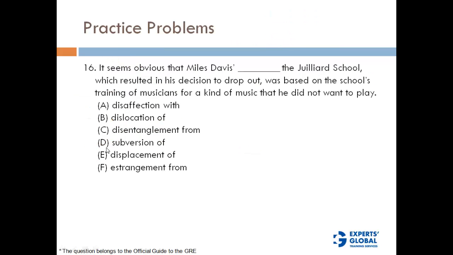Let's look at this one. Okay, the first thing here is that this person, Miles Davis, had decided to drop out of school, okay, and the school used to teach the kind of music that he did not want to play. That is the first part of the sentence, drop out. Okay, and it seems obvious that the second part is, it is obvious that his dash of the school which resulted in decision to drop out.